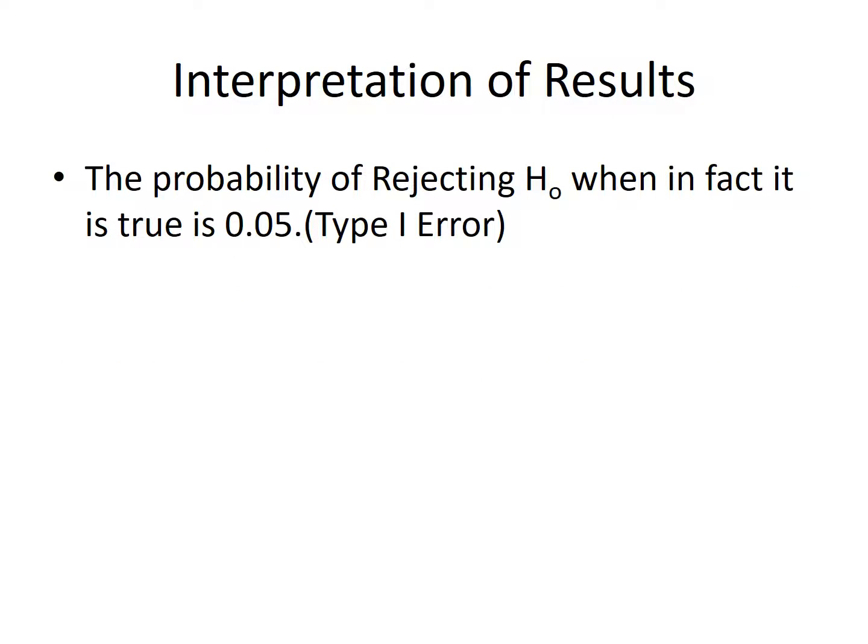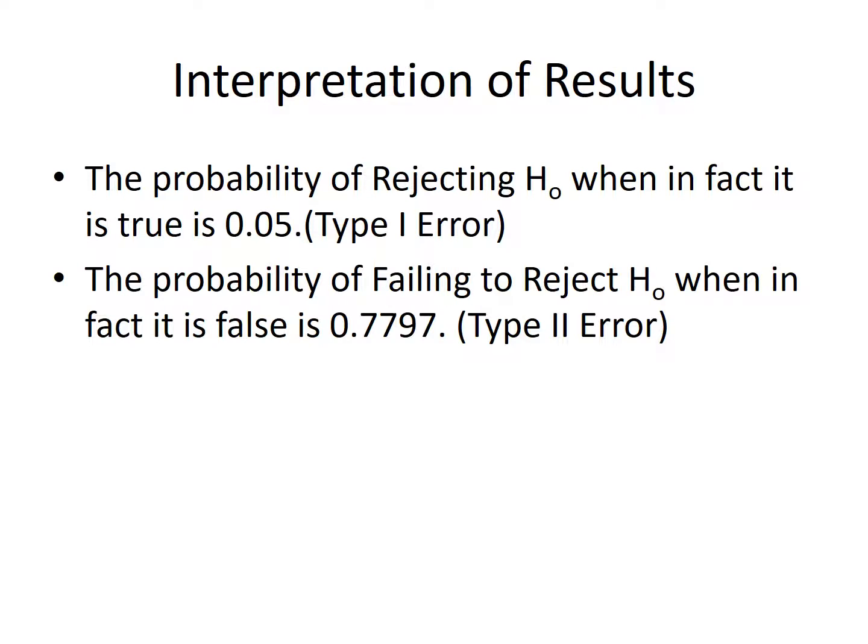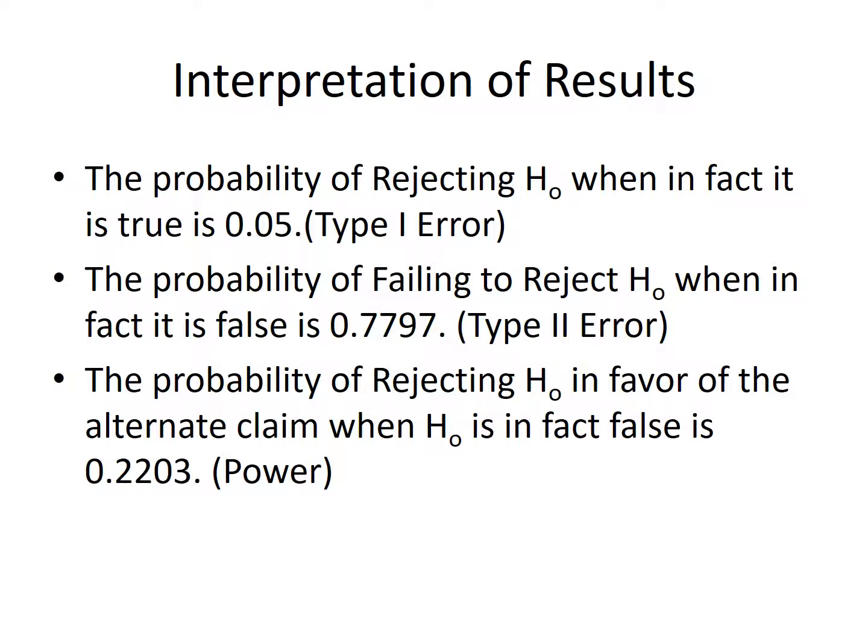Let's interpret these results. The probability of rejecting the claim when it is in fact true is 0.05. That is a type 1 error. The probability of failing to reject H0 when it is in fact false is about 0.7797. That is a type 2 error. That's the blue regions in our graphs. The probability of rejecting the null hypothesis in favor of the alternate claim when the null hypothesis is in fact false is about 0.2203, and that is the power of the test. The probability of making the correct decision based on the evidence.